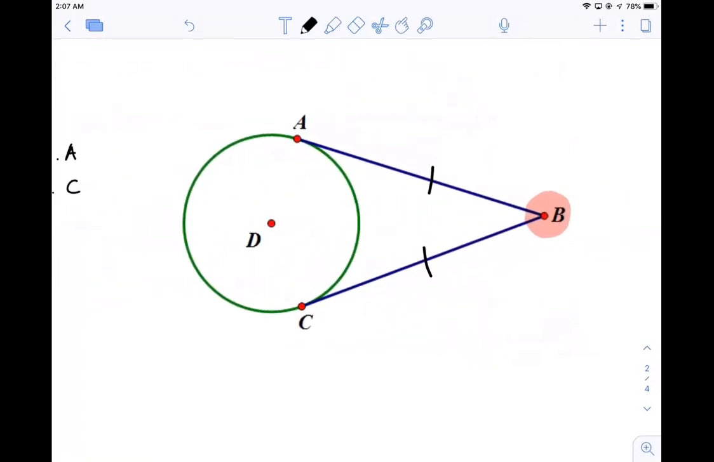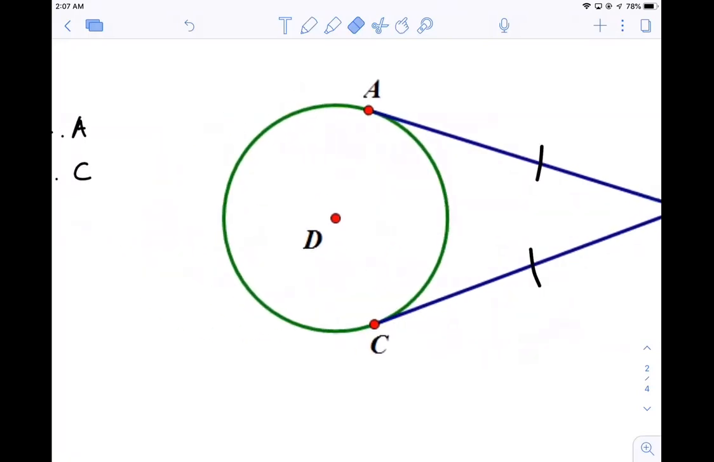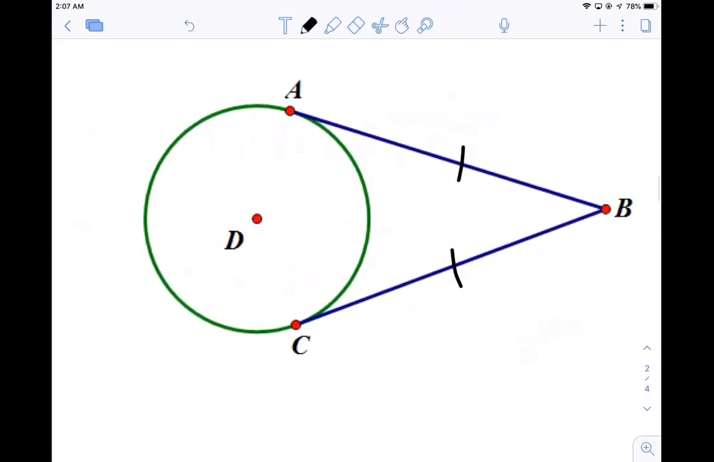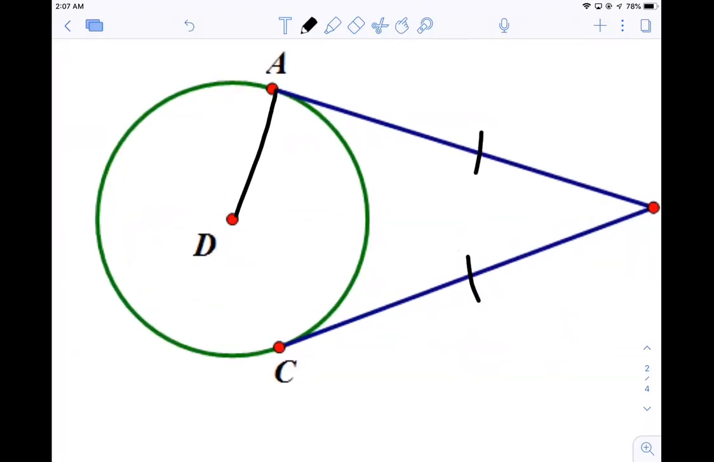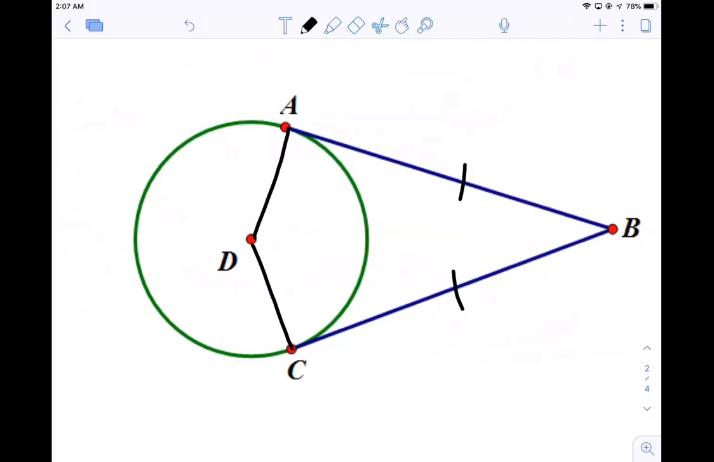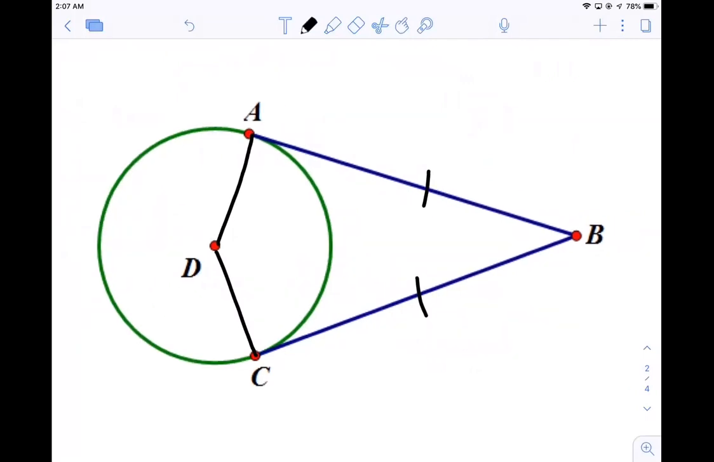So, like all of our other circle proofs, what do you think we're going to construct? Well, we prove things congruent probably using triangles, right? So I don't have any triangles here, so it would be a good idea to draw in these radii, AD and DC. We know those are congruent. And there's another segment that might be good to draw, and that would be DB.